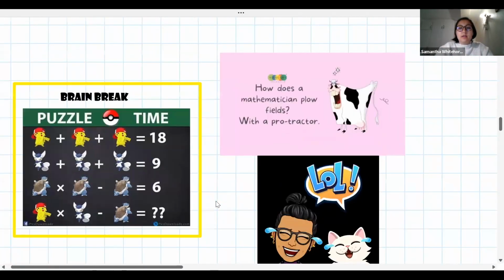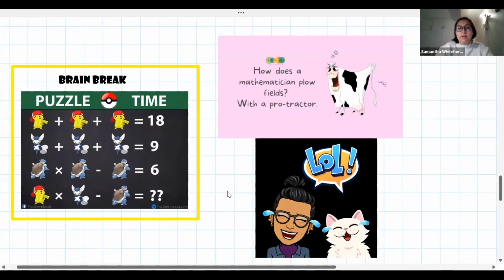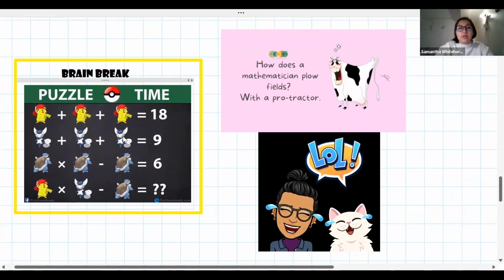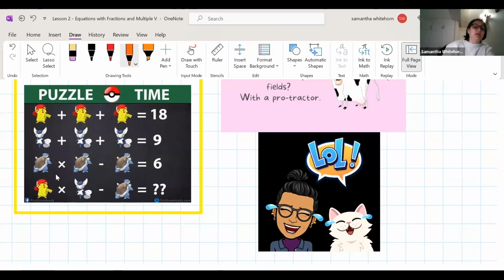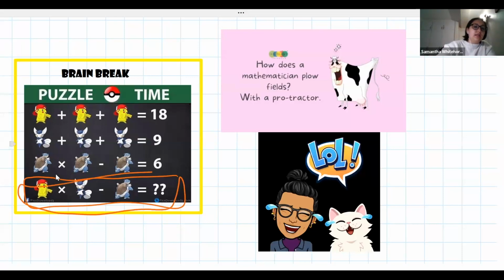All right, brain break time. So you've got your puzzle here that you're needing to find the final answer for. So this final equation here at the bottom, I want to know what is its value. We'll wait for you to put it on the chat. First, once you get it right, we'll explain it. I need to quickly do it.